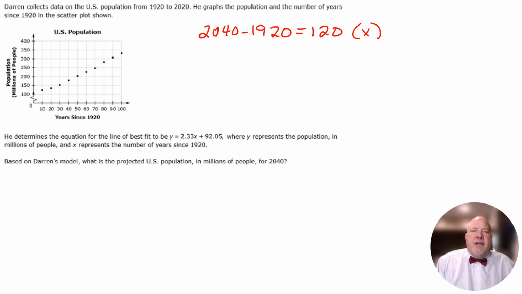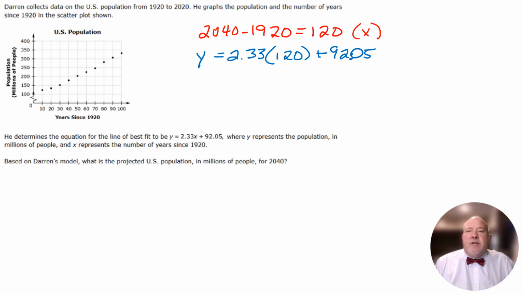So here's my equation, Y, which is what we're after, the population, equals 2.33 times the X value, which we just calculated is 120, and then plus 92.05. Forgot my decimal. It's right there. And again, so you can see this math is not complicated math. It was just figuring out what to do to get here.